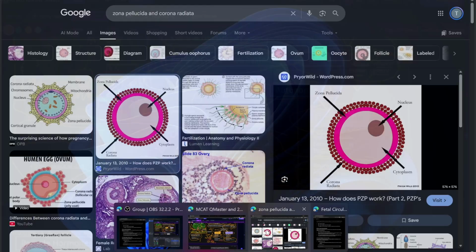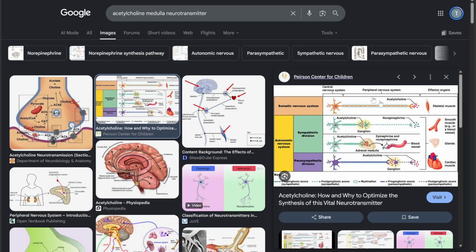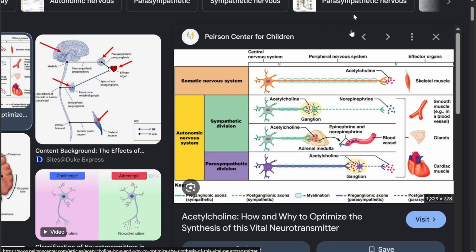I just want to show a better image, so I'm going to find one. Alright, so this is a better, more professional image. You can see here that in the somatic nervous system, there's a central nervous system, then a peripheral nervous system, and then the effector organs. This is your somatic, your voluntary motor system. What happens here is that it will release acetylcholine and make the muscle contract.